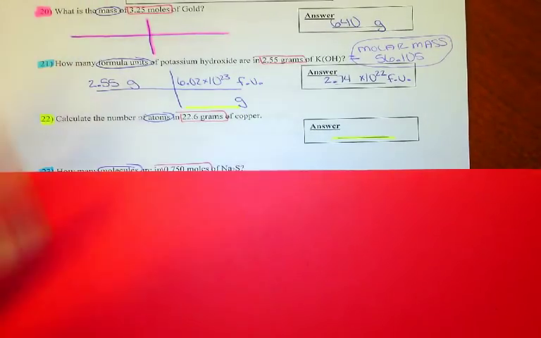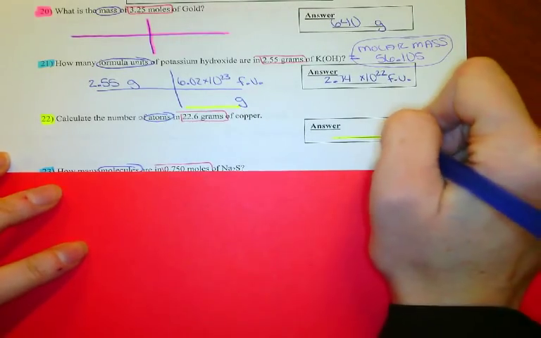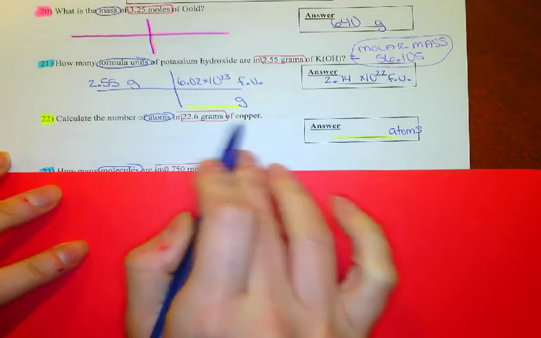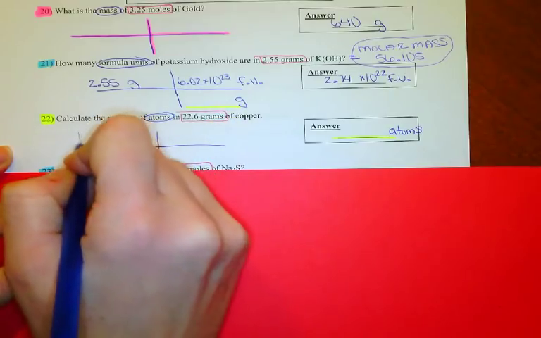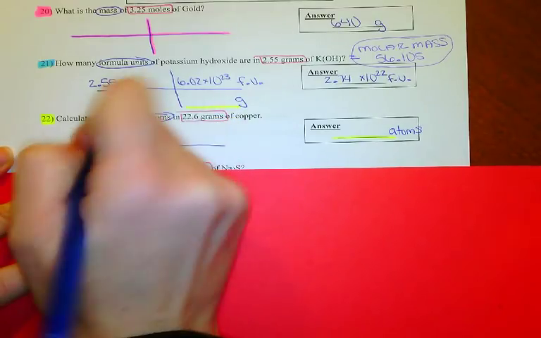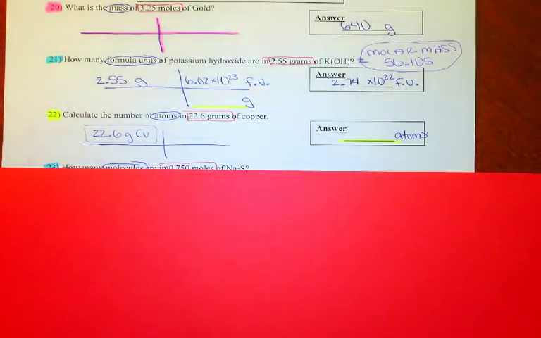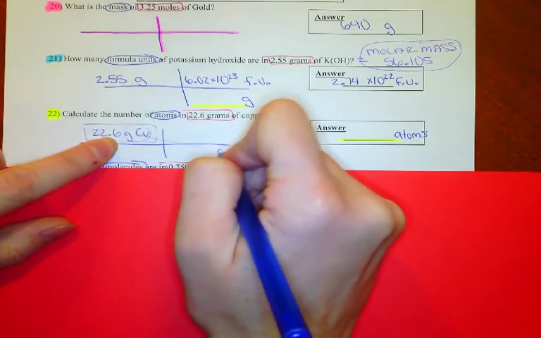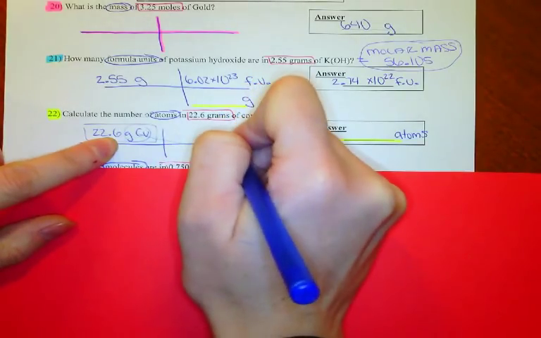All right, let's work number 22 together. Calculate the number of atoms. So that's what my answer is going to be, blank atoms, in 22.6 grams of copper. So I'm going to start by making my T-bar, and then I'm going to put whatever I boxed in my first box, 22.6 grams of copper. Sorry. And then I just go down that unit, down to the bottom, grams of copper. And I'm looking for atoms, so that's what I put on top.